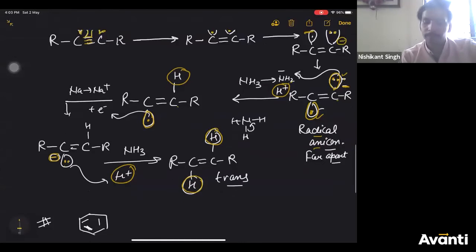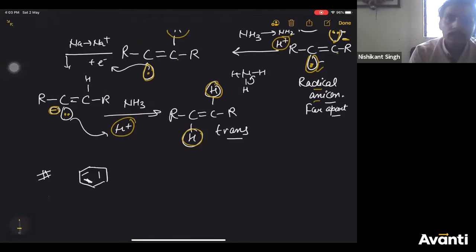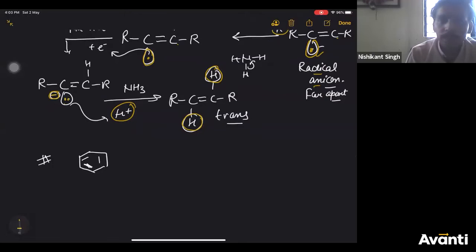Is it clear now, Prashant? All right. Now you see this in a benzene.